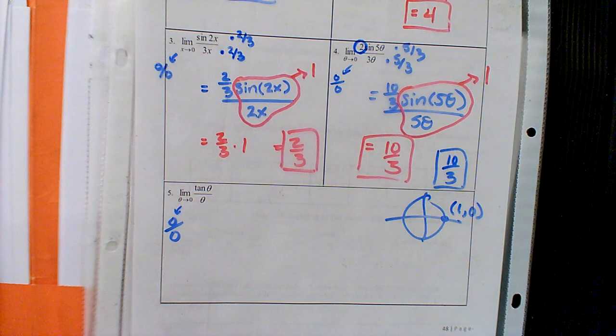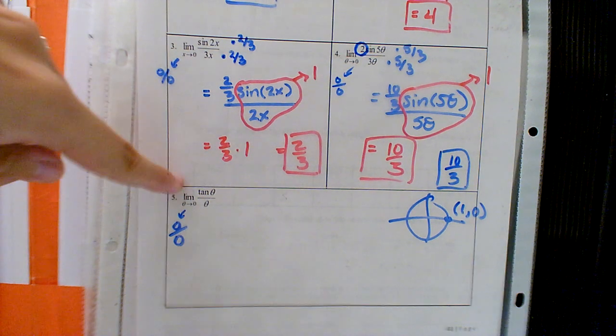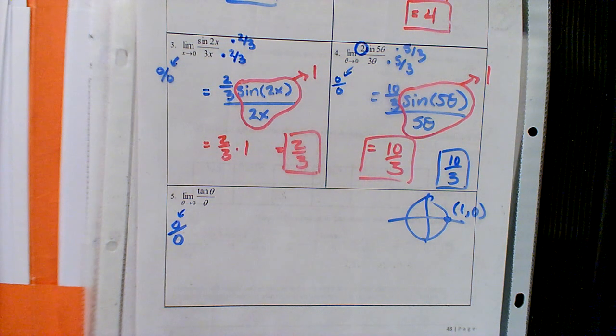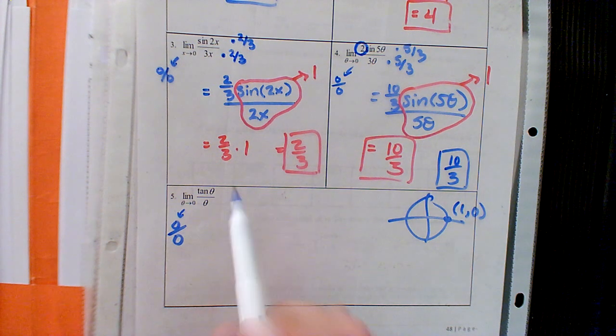We have to ask ourselves, can we factor anything? No. Conjugate? No. Fraction work? No. Trig identity? Possibly. But there's no sine squared or cosine squared. This does not look like one of the trig limits, so maybe there's something else we can do. Possibly just rewrite it some way to help us out.